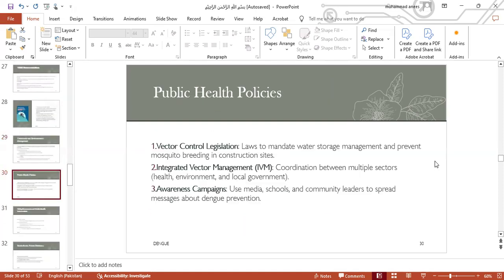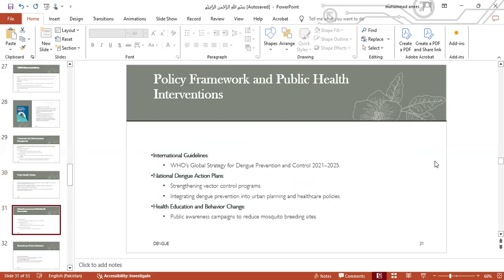So there are certain policies for the public health for dengue control. Number one is vector control legislation. Number two is integrated vector management. Number three is awareness campaigns, the details of which have been previously discussed.